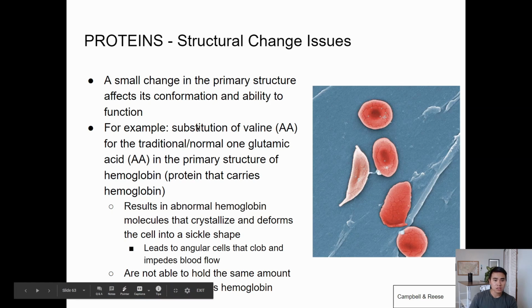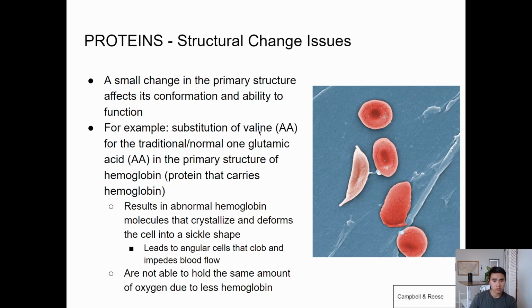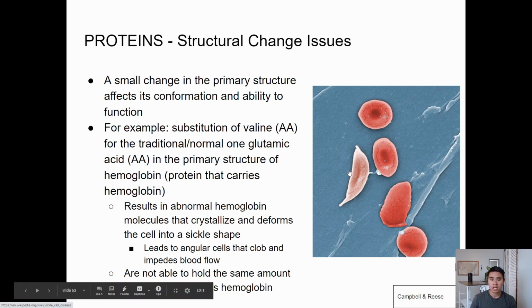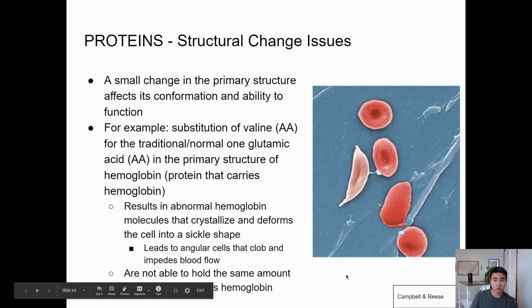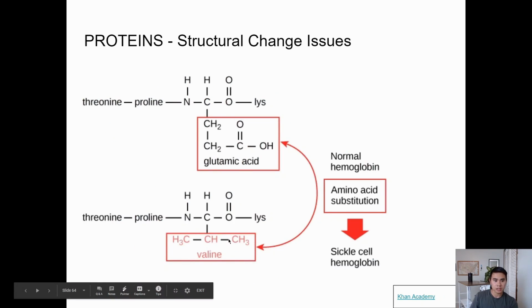So one substitution of the valine, instead of its traditional one, which is glutamic acid, totally changes the structure of the hemoglobin. And as a result, the protein that carries the oxygen is now in a sickle-like formation. It creates a sickle cell shape. So you can see a normal cell and a sickle cell. And it leads to angular cells, which impede blood flow and hold less oxygen. So just one change in amino acid creates such big implications for the body.